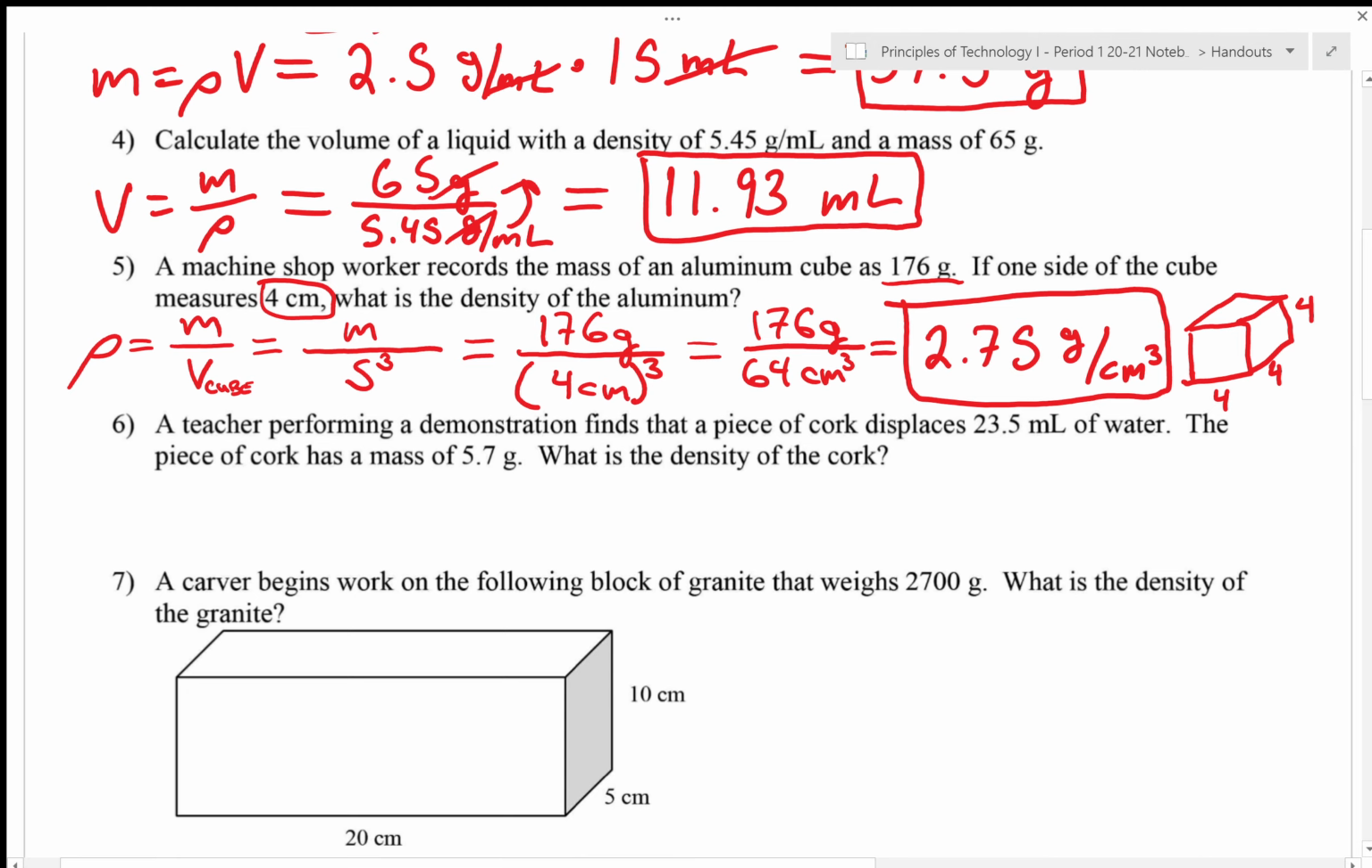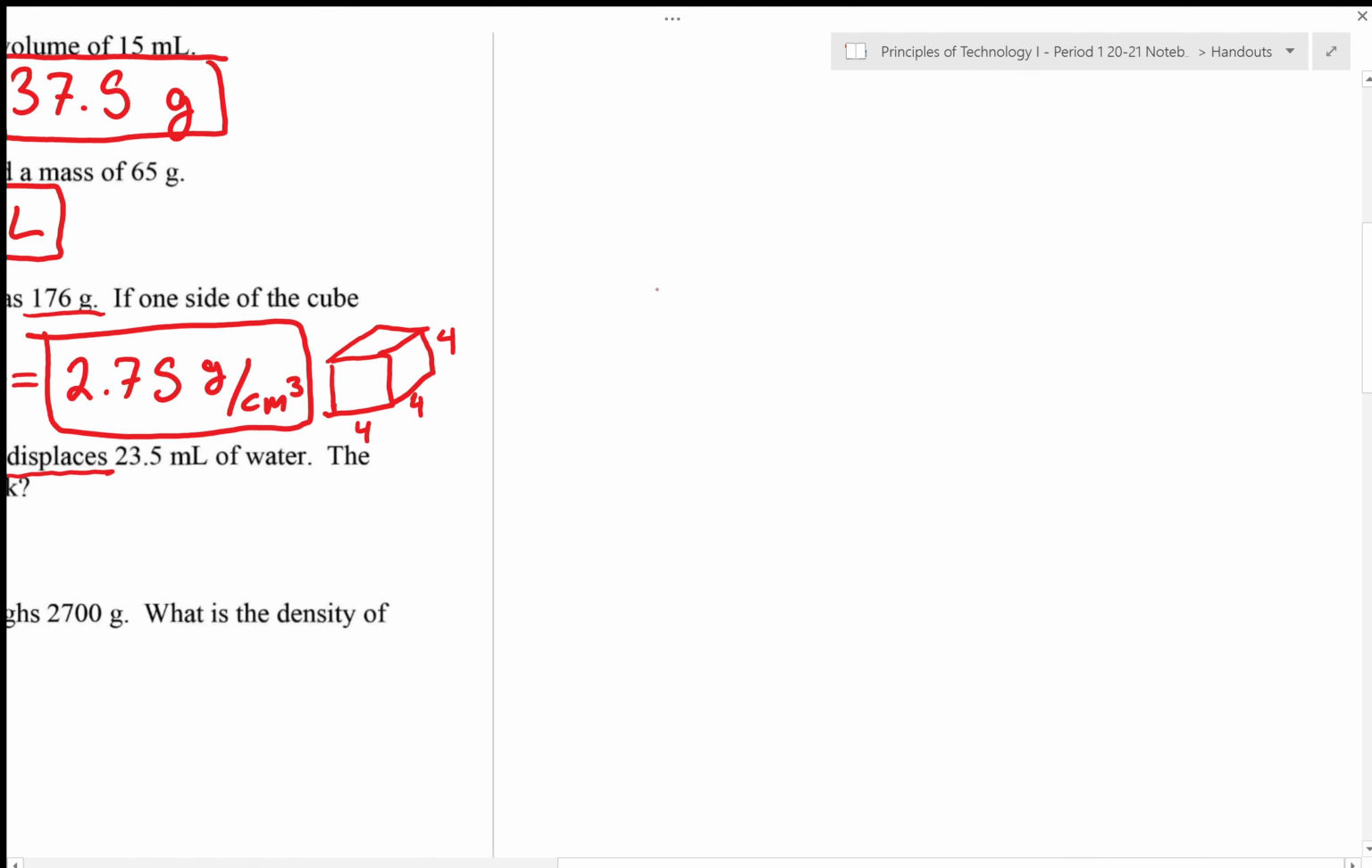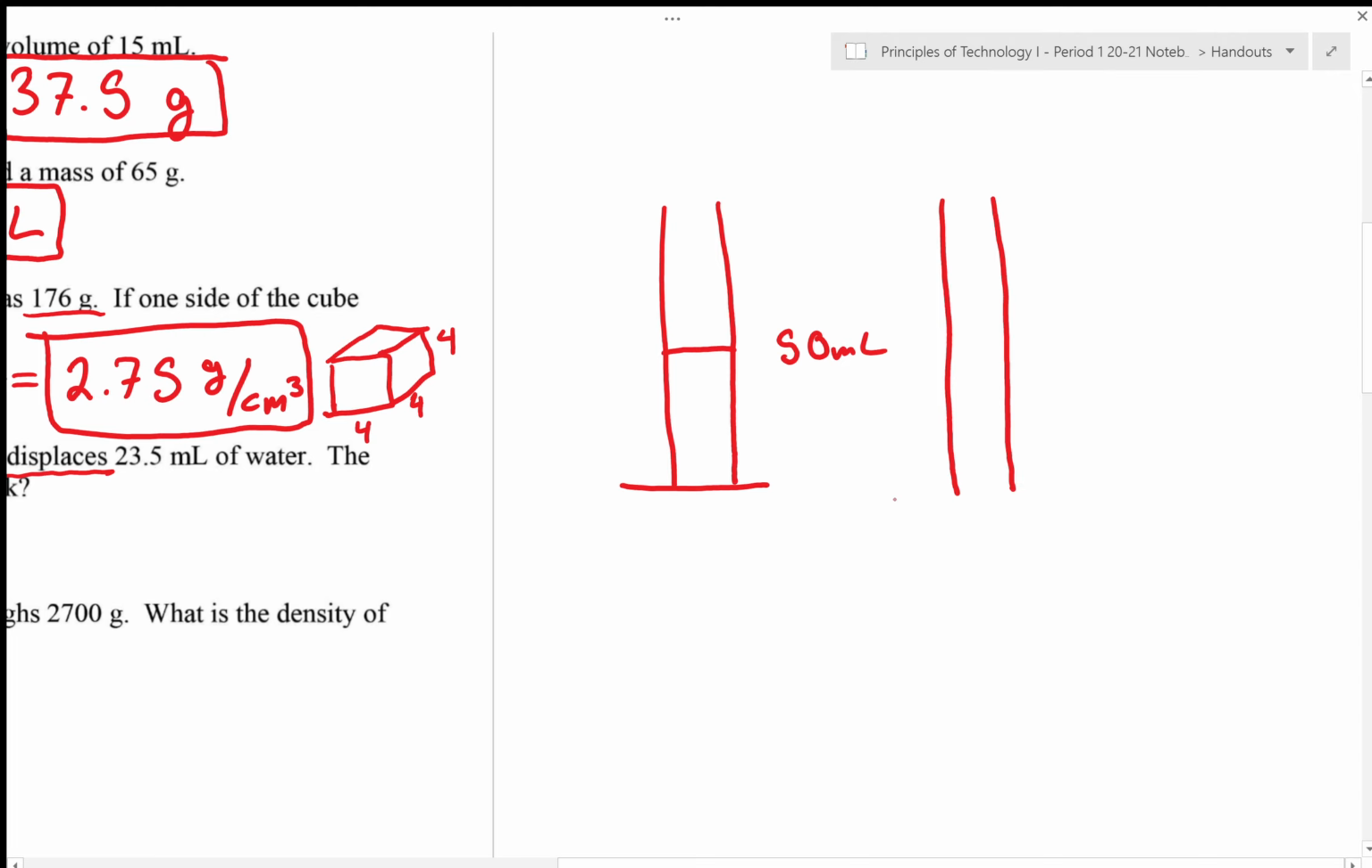Number 6, we have a teacher doing a demonstration, and it says that the cork displaces 23.5 milliliters of water. What that means is if you have something like a graduated cylinder with, say, 50 milliliters of water in it, and you add an item to that graduated cylinder, it will raise the water level. Let's say in this case it raises it to 73.5 milliliters.